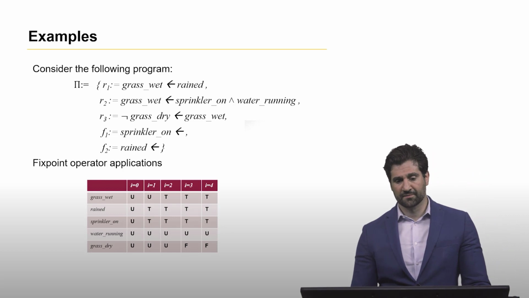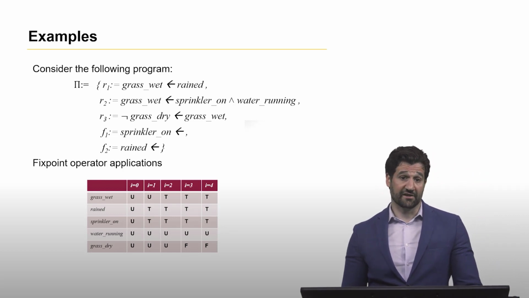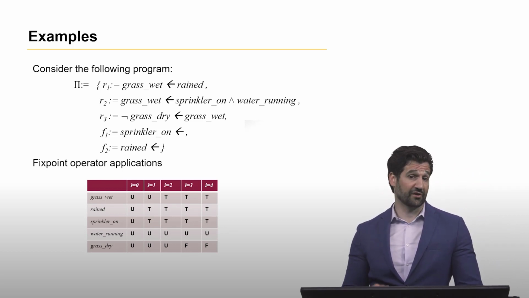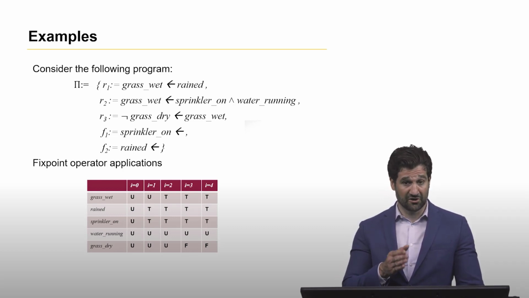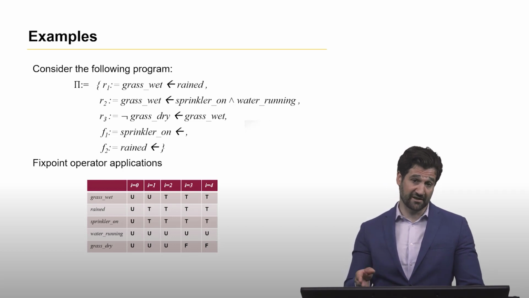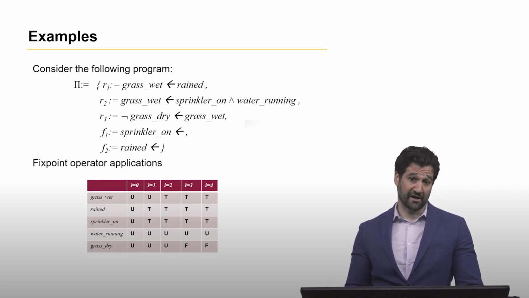Now, of course, if we didn't have that assumption, it could be the case where things alternate between true and false. But because we made this assumption, it will still converge. And that's kind of the main thing that we want to have.